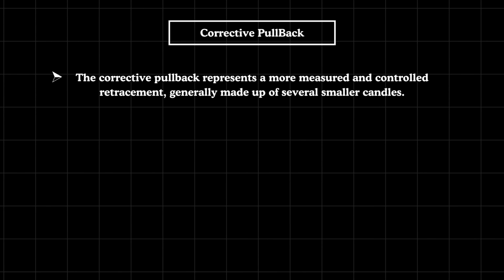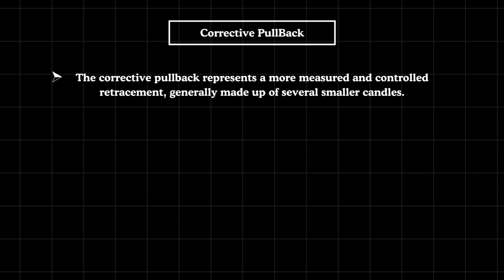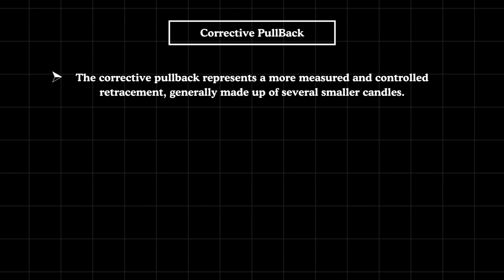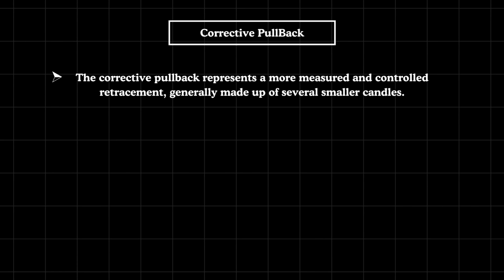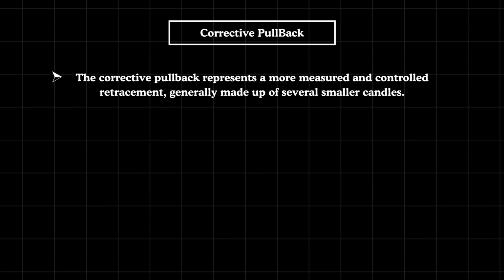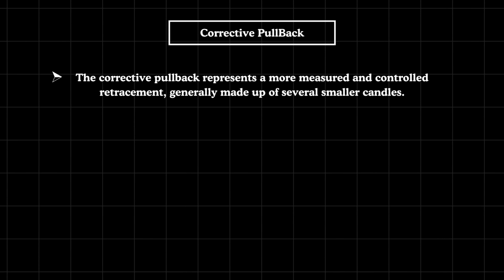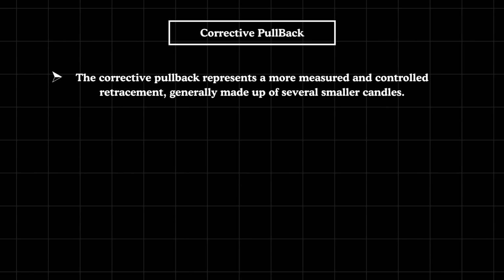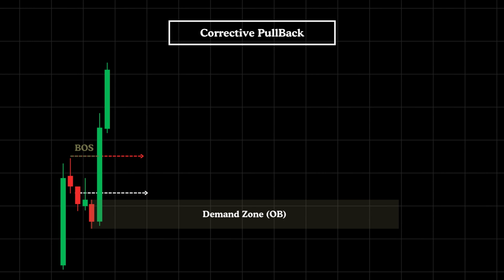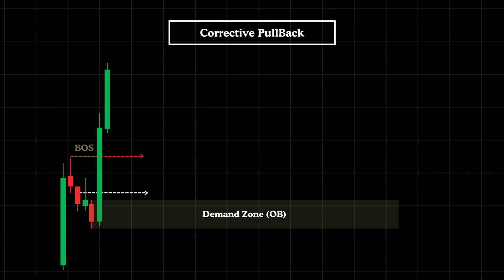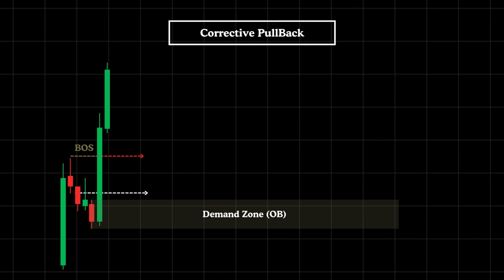The corrective pullback represents a more measured and controlled retracement, generally made up of several smaller candles. During this kind of pullback, price typically forms multiple internal structures as it gradually approaches a point of interest. As the price nears this level, both momentum and volatility begin to diminish, a key characteristic of corrective behavior.